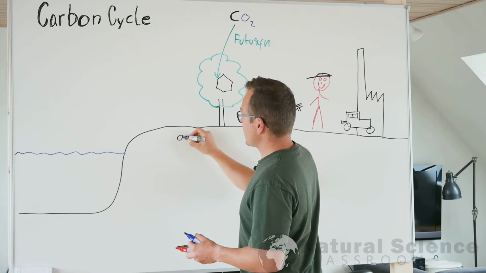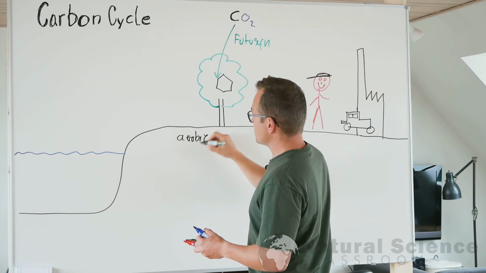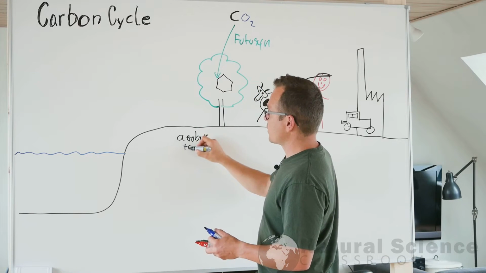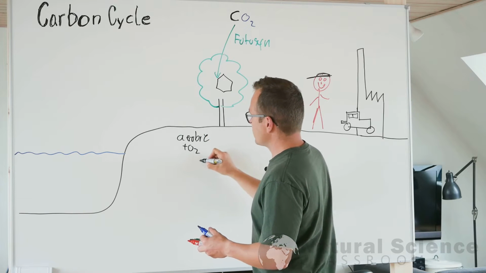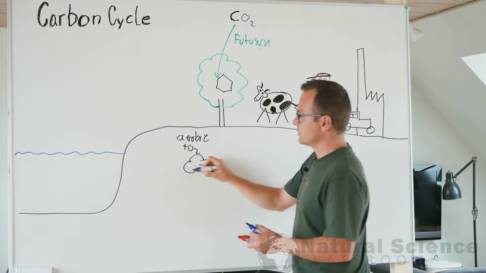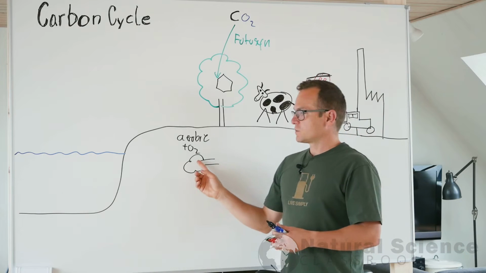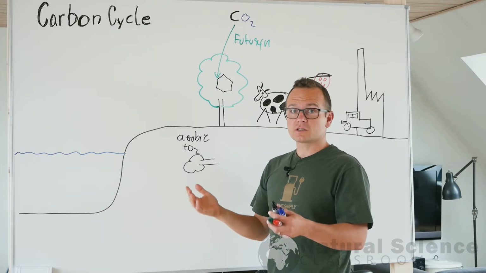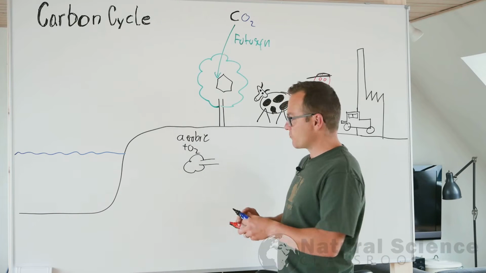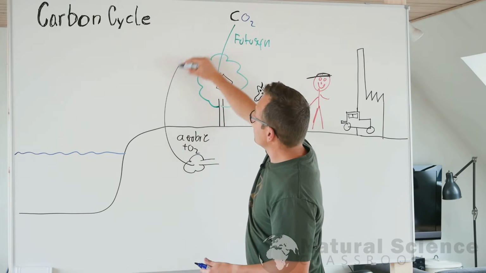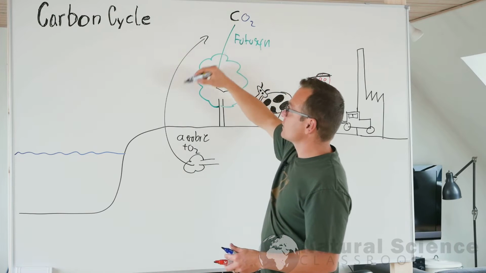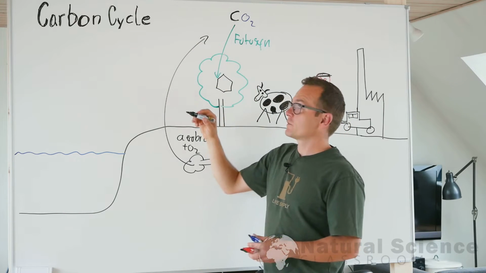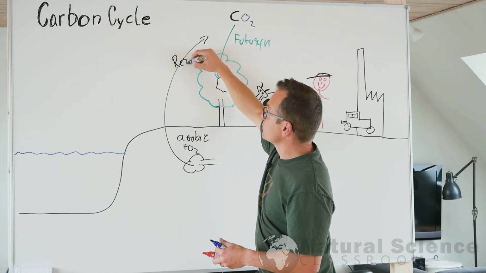It could die under aerobic conditions. It means that there is oxygen present. So if there is oxygen present, here's the dead tree. Bacteria will decompose the tree, and they will make the process called respiration. And respiration will make CO2 and re-emit it back to the atmosphere. So this is respiration.